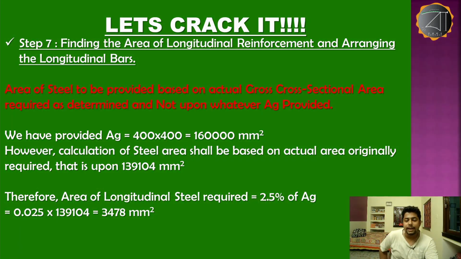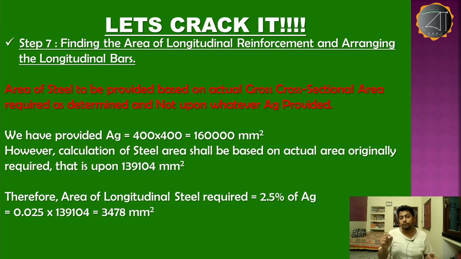Step 7, finding the area of the longitudinal reinforcement and arranging the longitudinal bars. So, what will be the reinforcement in our column? The area of steel to be provided is based on the actual cross-sectional area required as determined, and not upon whatever AG is provided. This is very much important. There is a tendency among engineers to use whatever AG we have finally provided. Like, we have increased the section from 373 mm by 373 mm, which was the required section, to 400 mm by 400 mm. So, what we have provided is much higher than what is required, right.